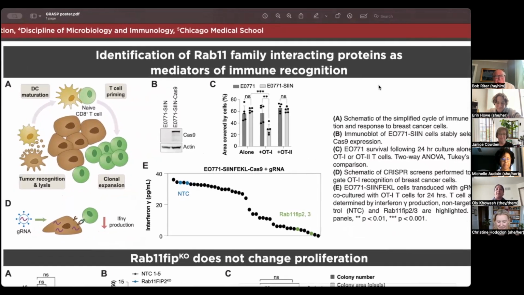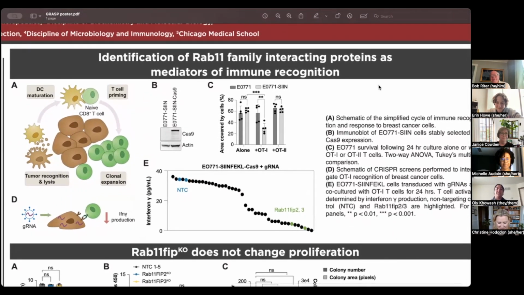We talked a little bit about why we would want to look at the family interacting proteins instead of just Rab11 directly, because if we can tackle something that is an intermediary, we can prevent compromise of Rab11 function in healthy cells potentially. So first we wanted to see which ones of these are actually involved.